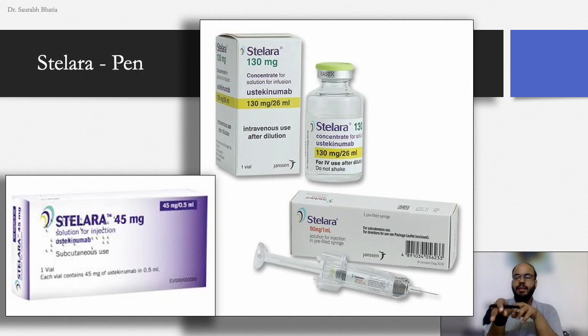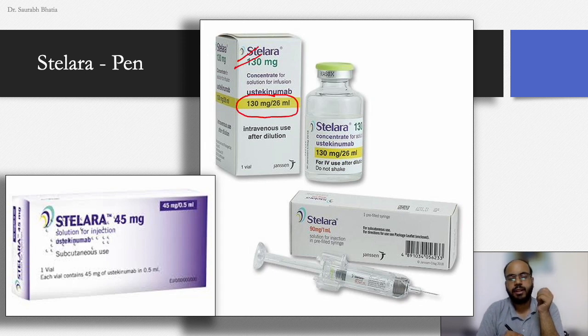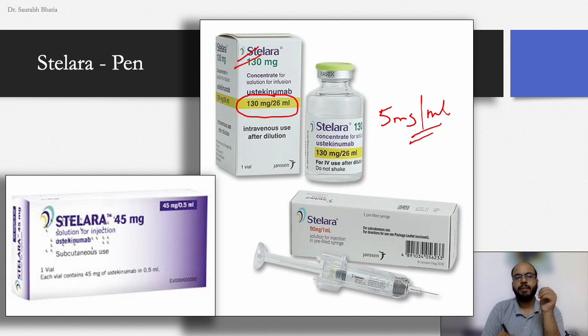Now this is an image, and Ustekinumab biological is marketed through the trade name Stelara. So this is the Stelara vial. The concentration is 130 milligram per 26 ml, and that makes it 5 milligram per ml.